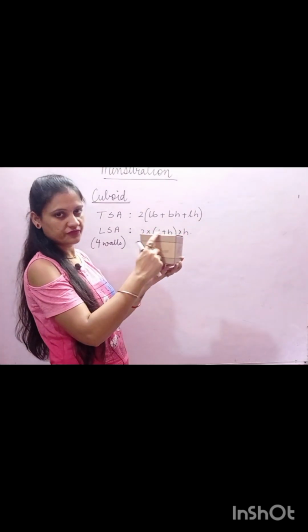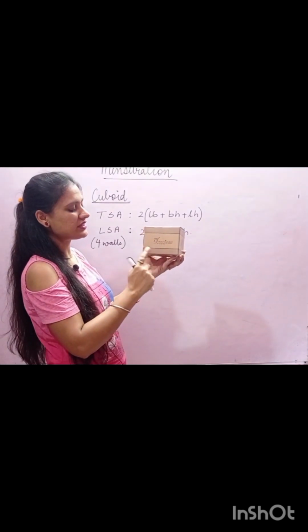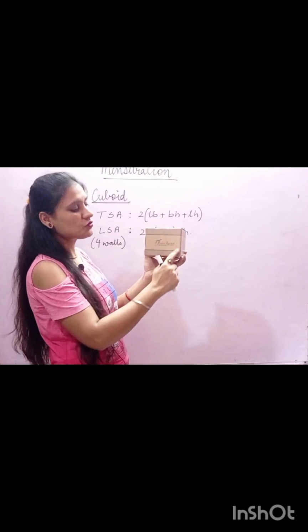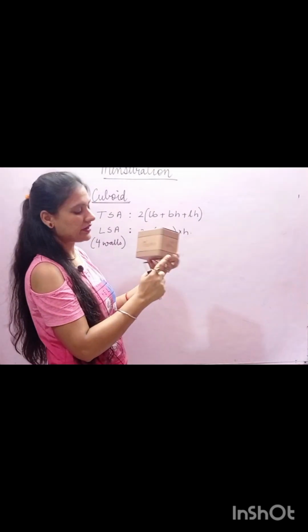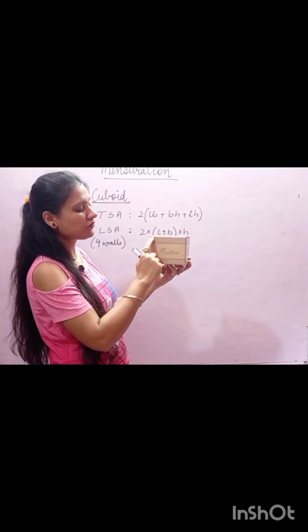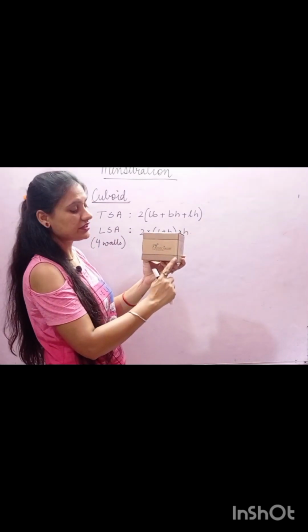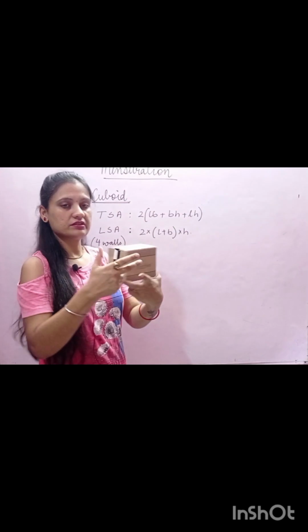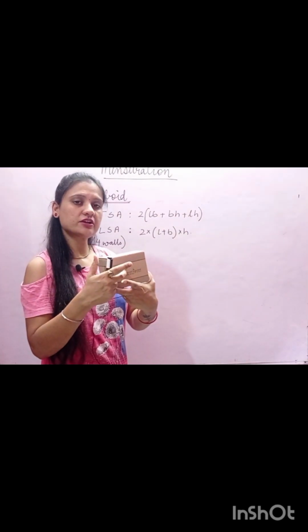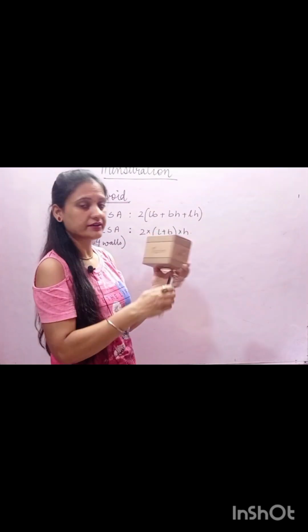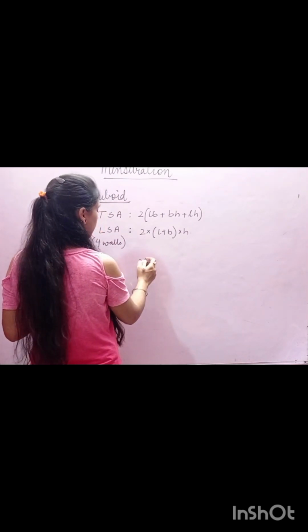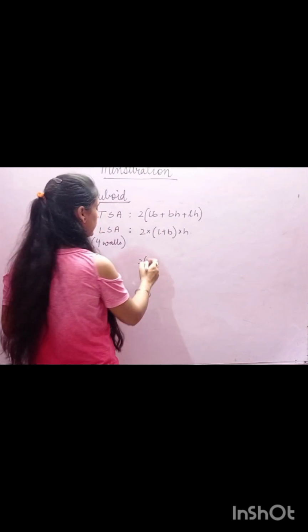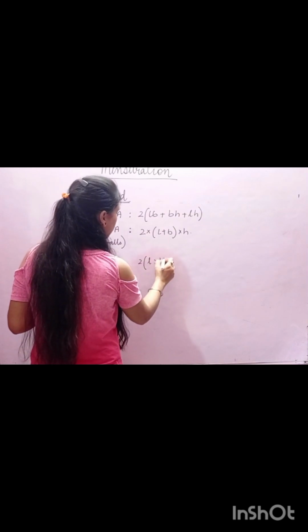So from where did the TSA formula come? If we talk about this front face, what will be the area of this face? That is length into height, right? Here this is height, this is length and this is breadth. So how to find out the area of this face? That is length into height. Even this is similar, so here the area is also length into height. So two faces are having the same area, that is length into height, right?